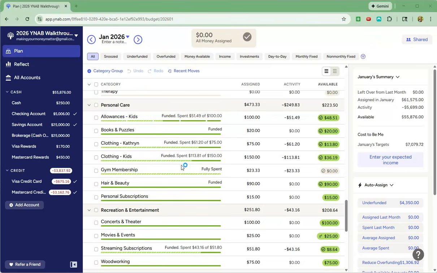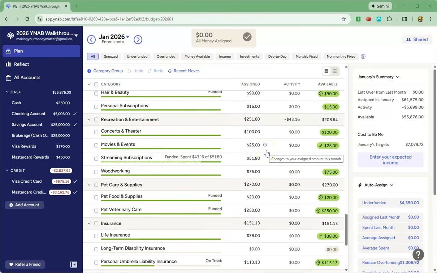Clothing with separate categories for me and the kids, because sometimes I tend to overspend on my share of the clothing expenses when I have them combined. And then my monthly gym membership, probably the best value in my entire budget. And then hair, beauty, and other personal subscriptions. I did previously have a separate category group for all my subscriptions that I put together, but because they're just such a big part of life now, I wanted to start organizing them by topic.